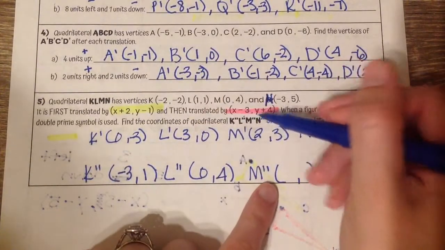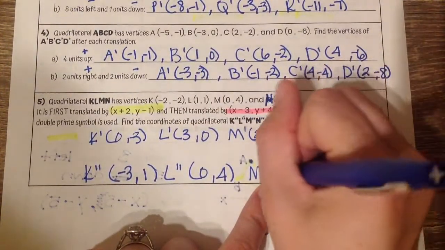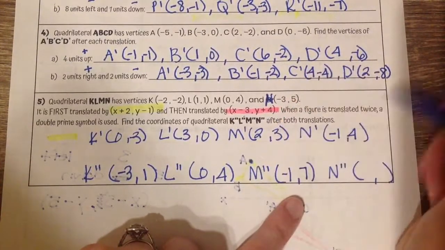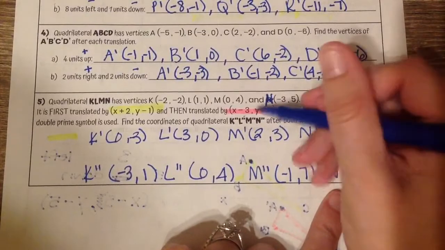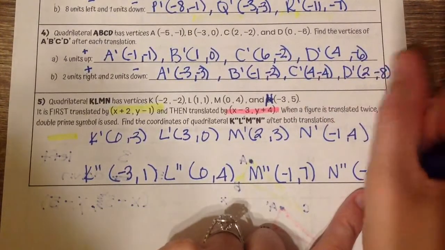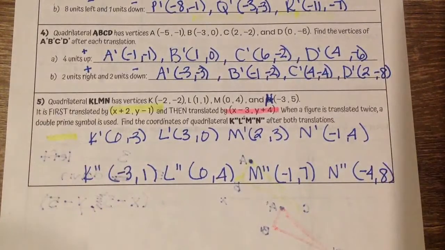For M, 2 minus 3 is negative 1. 3 plus 4 is 7. And for N, negative 1 minus 3 is negative 4. 4 plus 4 is 8. And that's your final answer.